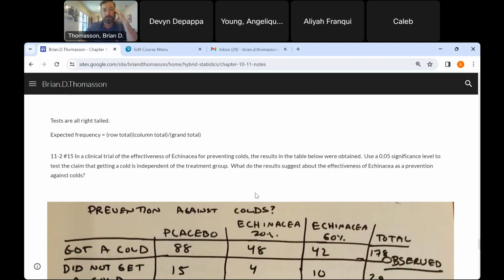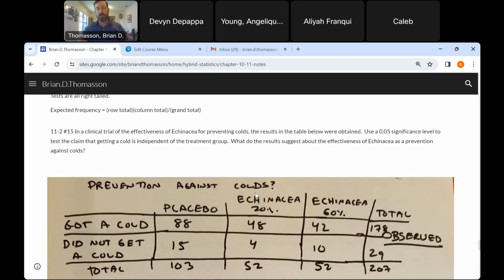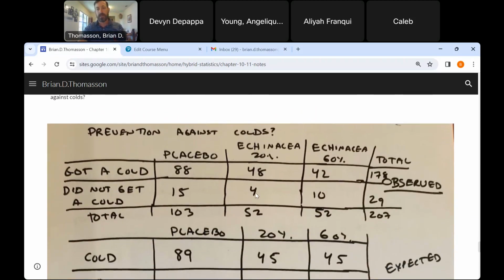It says, in a clinical trial of the effectiveness of echinacea for preventing colds, the results in the table below were obtained. Use a 0.05 significance level to test the claim that getting a cold is independent of treatment group. What do the results suggest about the effectiveness of echinacea as a prevention against colds? So we're trying to figure out if echinacea has any effect on whether you get a cold or not.